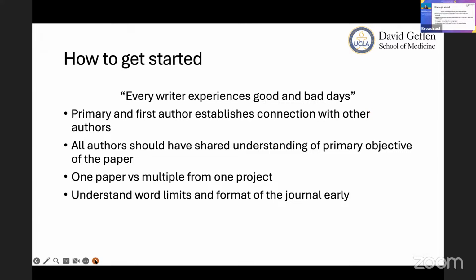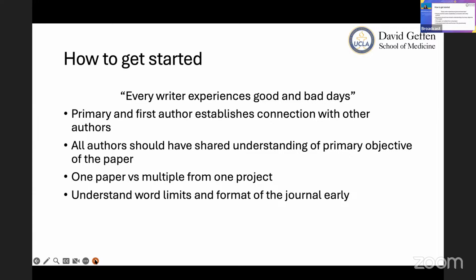Also, I think every writer experiences good and bad days. I have had days where I write something and I don't like it at all, and I have had days where I write something and I'm like, oh, that came out good. So I think it's the responsibility of the primary or first author to make sure that they have the skeleton and everything, and also to divide the responsibility with the other authors.